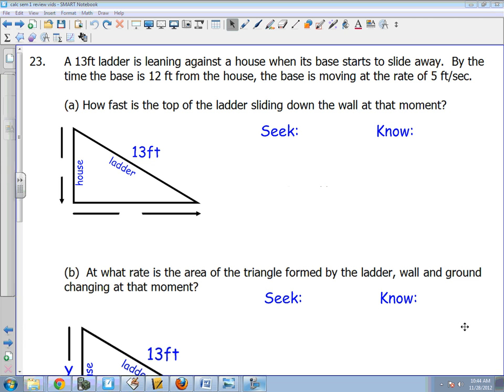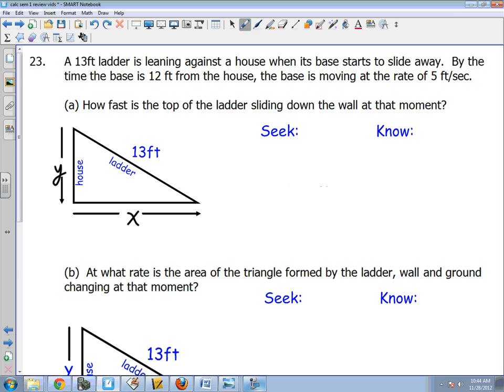So for number 23A, the question is how fast is the top of the ladder sliding down the wall at the moment given? So the moment given, you've got a 13-foot ladder sliding down the house. The base is 12 feet from the house at this given instant, right? So I'm not putting the 12 feet in there. I'm just going to call that x for right now. And also the base is moving at the rate of 5 feet per second.